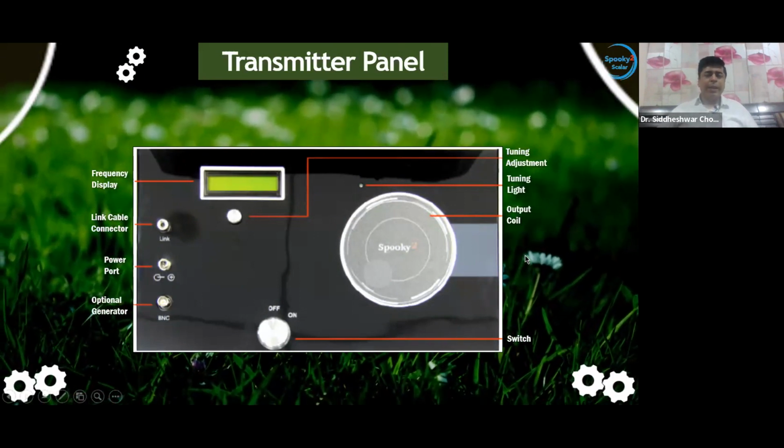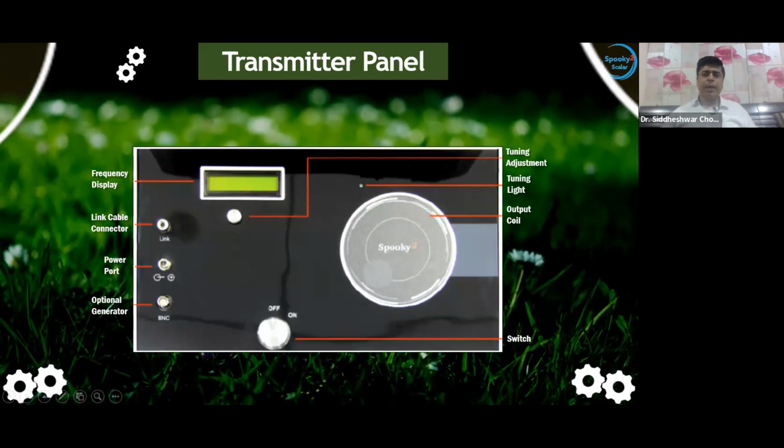So before we get into the operation, it's very important to understand what the transmitter and receiver panel look like. Okay, what do they look like? So the transmitter panel, as I said, has a frequency generator. It has a frequency generator inbuilt to the transmitter box, so the panel will have an additional tuning knob.